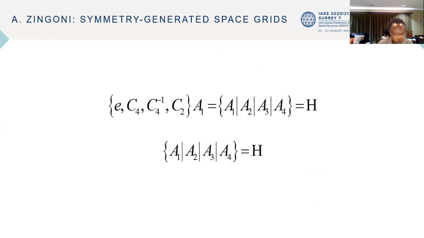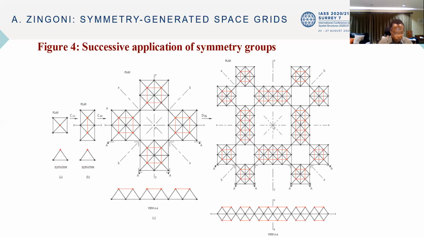Successive application of symmetry groups can create bigger and more complex configuration space grids. This may be successive use of the same symmetry groups or successive use of different symmetry groups. The symmetry group of the final configuration may be of higher order than the groups that were involved in the successive operations. In this figure, we see successive application of 3 symmetry groups to generate a triple layer space grid with 64 panels and 760 members.